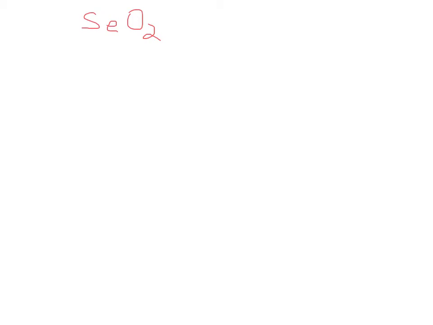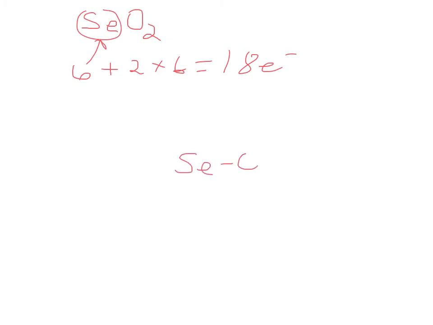So let's do SeO2. If we count up the electrons here, we've got 6 for selenium and 2 times 6 for the oxygens, which adds up to 18 electrons to show in our structure. Again, selenium has the lower electronegativity, so we'll put that in the middle. There's Se, attached to the 2 O's, and we put the remaining 14 electrons around: this oxygen gets an additional 6, this oxygen gets an additional 6, and then we've got this pair here.